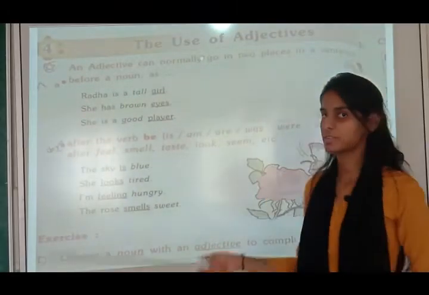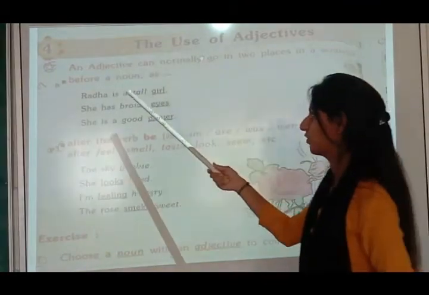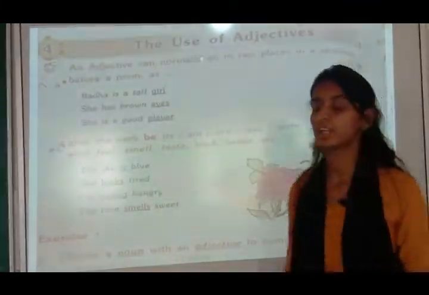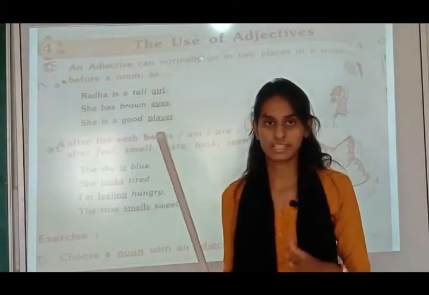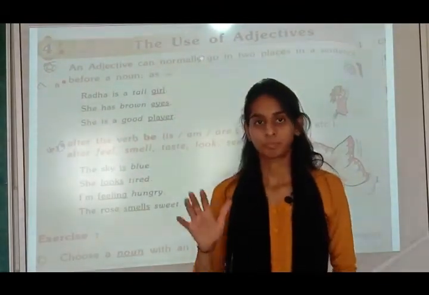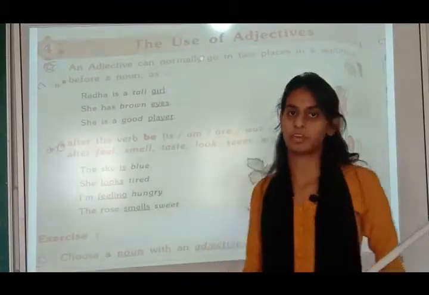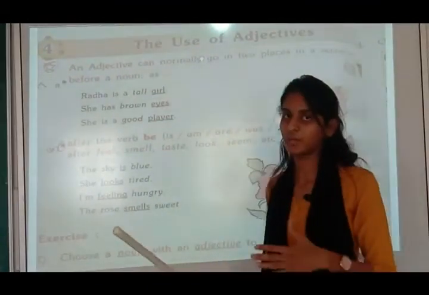Students, we are going to start with English Grammar Unit 4, the use of adjectives. Now what do you mean by adjective? An adjective is something which is used to describe a noun. It can be used before the noun and after the noun.